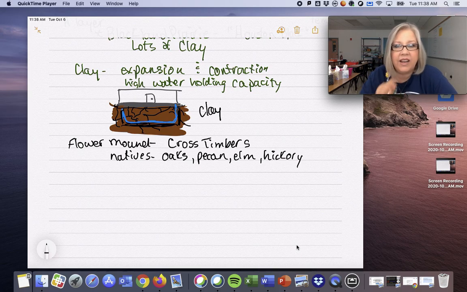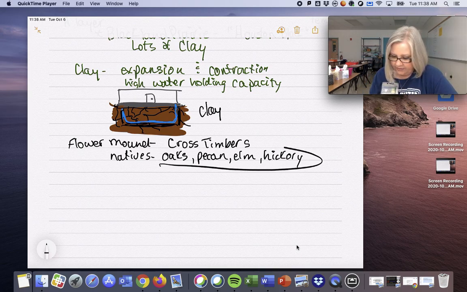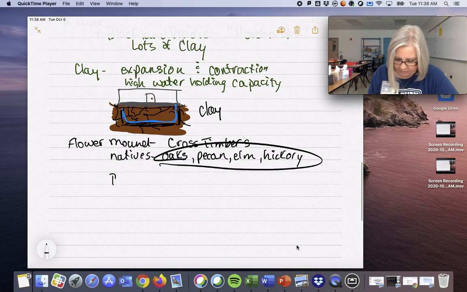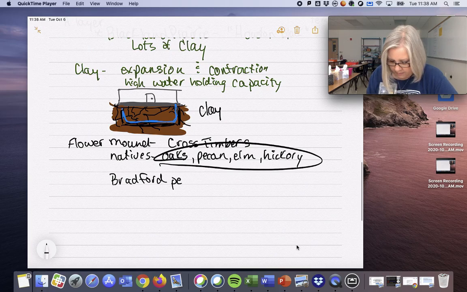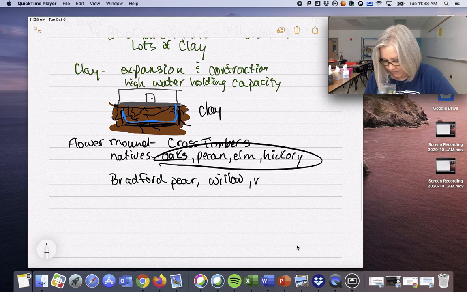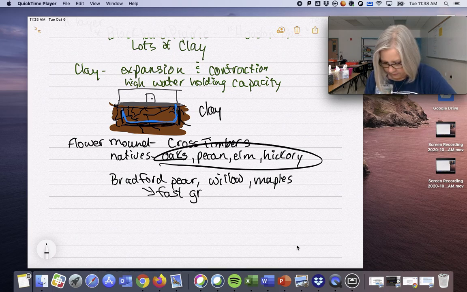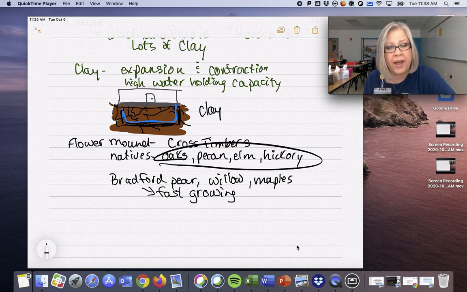Yes, they did. And here's the other thing they did. They took out all these natives. They pulled them all out, scraped them all off, right? And what do they give you in exchange? Well, they gave you some things called Bradford pear, or they gave you a willow tree, or a maple. Those are pretty common that they'll come in and plant. And these are fast growing trees. They grow very fast. So people get a lot of bang for their buck right away because they'll just grow really rapidly.